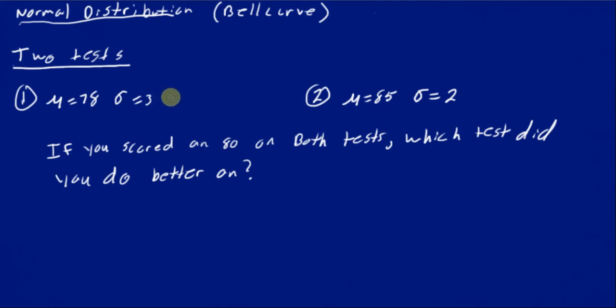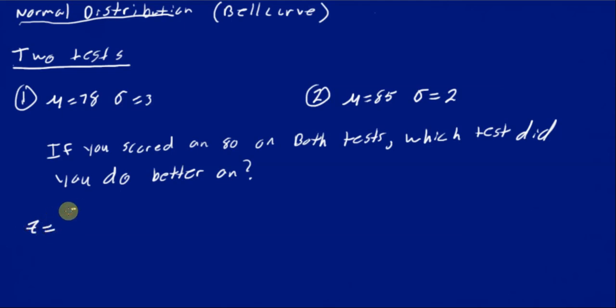Z-scores are your standard deviations away from the mean. So the first test we had a mu of 78 and a standard deviation of 3. We took a second test. It had a mean of 85 and a standard deviation of 2. Okay, you scored an 80 on both tests. Which test did you do better on? And of course, that's relative to the rest of the class. And the way we're going to do that is we're simply going to find a z-score for test 1.